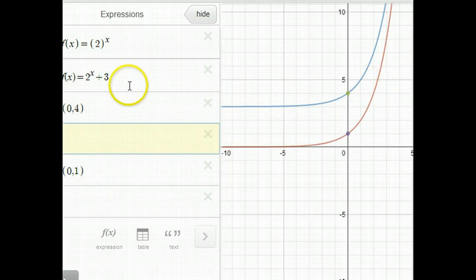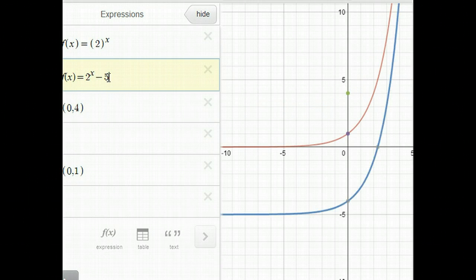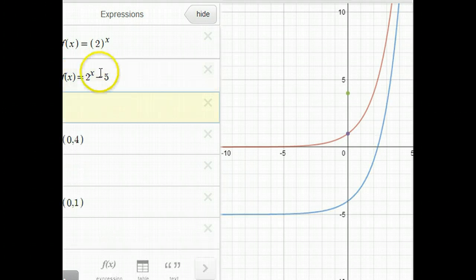which means it did a vertical shift from (0, 1) to (0, 4). Let's see what happens if I change it from a vertical shift up of 3 units to, let's see, a vertical shift of 5 units down. So subtracting 5, so instead of our starting value or our y-intercept at (0, 1), we have it now at (0, negative 5).